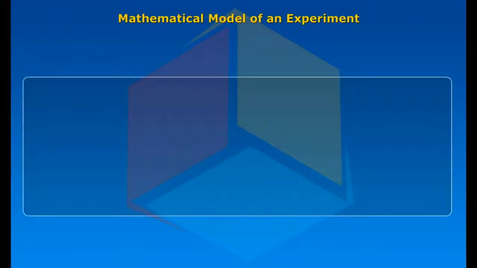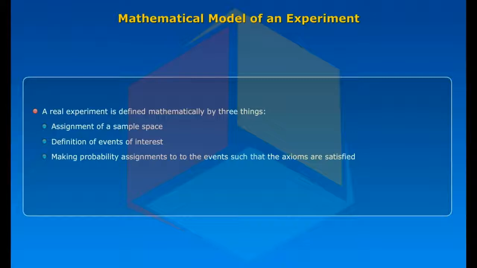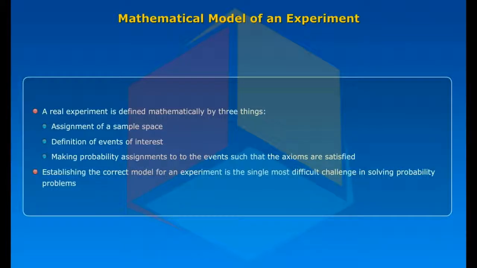Mathematical model of an experiment. A real experiment is defined mathematically by three things: assignment of a sample space, definition of events of interest, making probability assignments to the events such that the axioms are satisfied. Establishing the correct model for an experiment is the single most difficult challenge in solving probability problems.